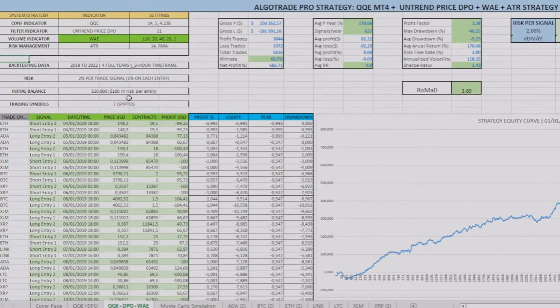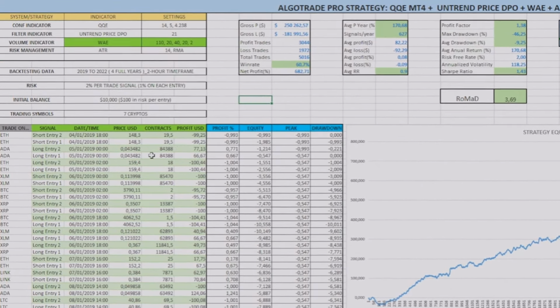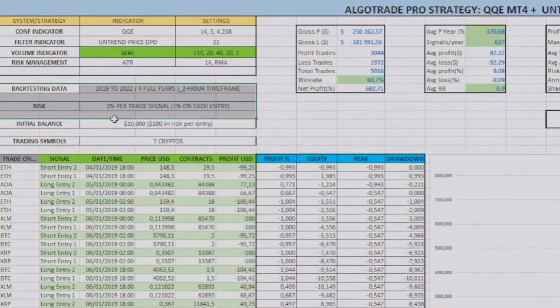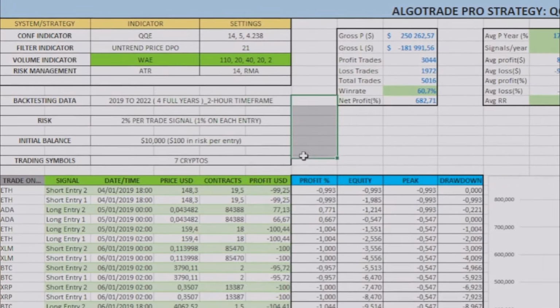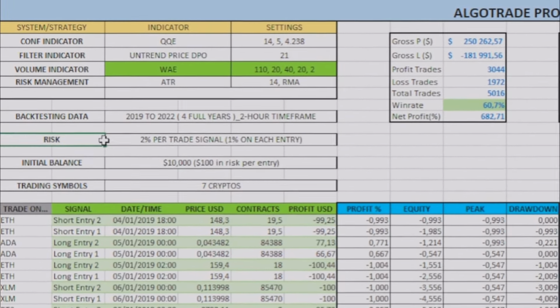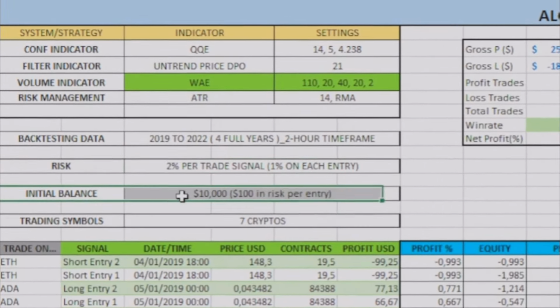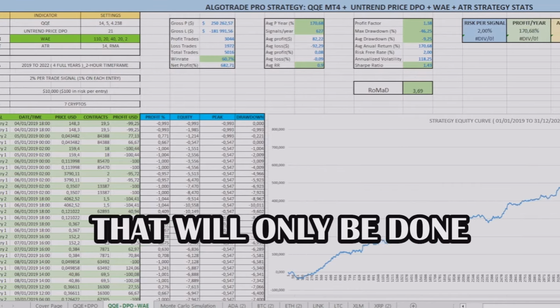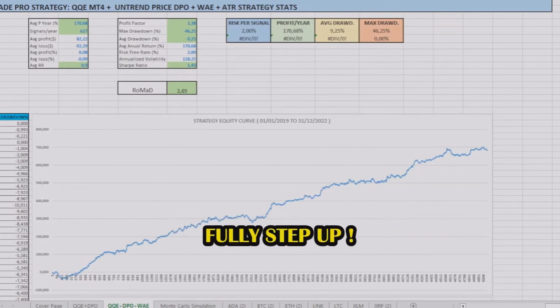A few moments later. And here it is. This is all the statistical information about the updated strategy. The application conditions were exactly the same as the ones used in the last episode. A 2% risk per signal in a bankroll with $10,000. I remind you that I'm not yet considering commissions and swaps, that will only be done when I have my strategy fully set up.